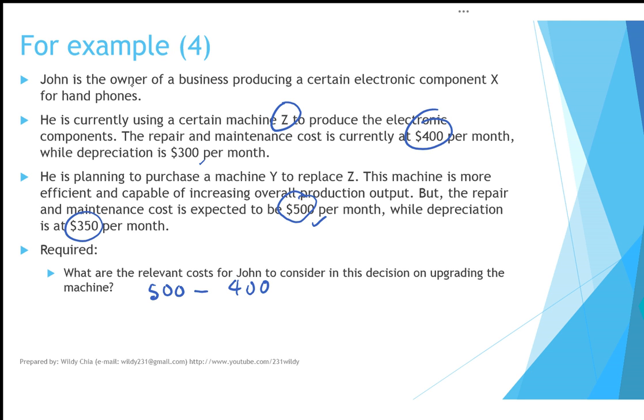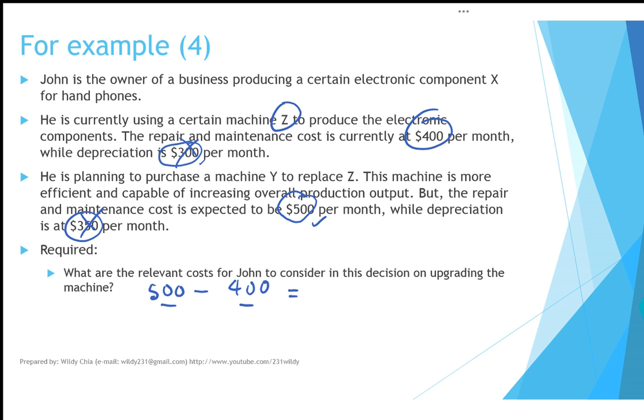Now do we need to take into account the depreciation? Not necessary, because depreciation is an accounting expense. Alright, and these are not real cash expenses. Okay, so we ignore such items as depreciation in our decision making process. So therefore you only consider 500 and 400.